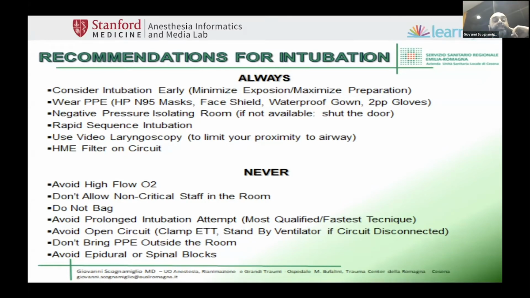How do we pre-oxygenate these patients? High flow oxygen should be avoided above 10 liters, because above 10 liters, there is aerosolization. So keep a reservoir mask with oxygen flow below 10 liters, let the patient breathe spontaneously, and then go on. As I said earlier, don't allow non-critical staff in the room. Never bag mask the patient, because it can be very dangerous for you. And only the most qualified and skilled physician should perform the intubation.